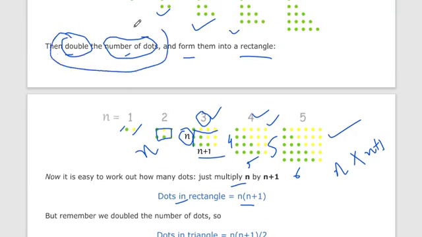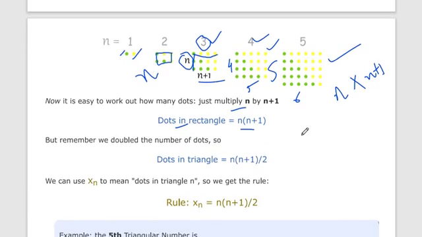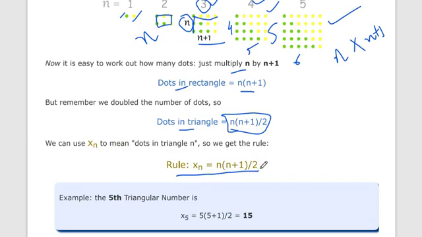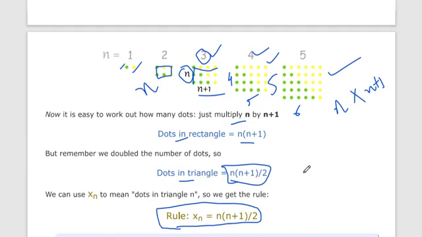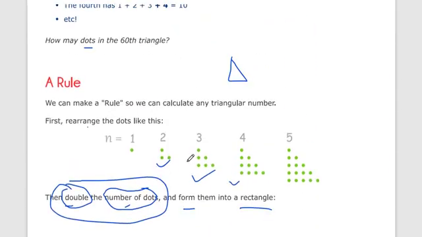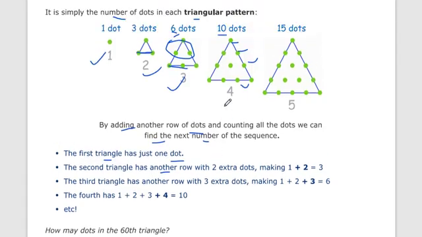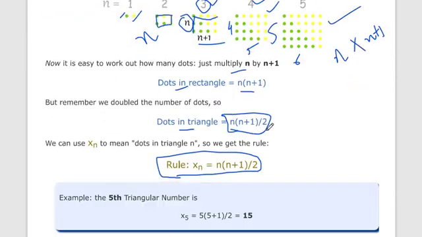But here you can see that we have doubled the number of dots, so we have to divide it by 2. So the dots in the triangle are n into n plus 1 divided by 2, so we get our rule of the triangle sequence: Xn is equal to n into n plus 1 divided by 2. With this method you can find the rule of the triangle sequence.